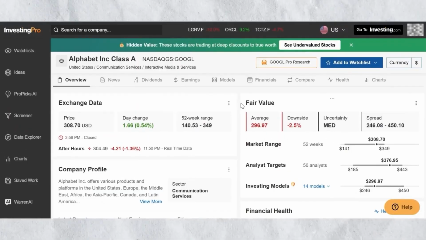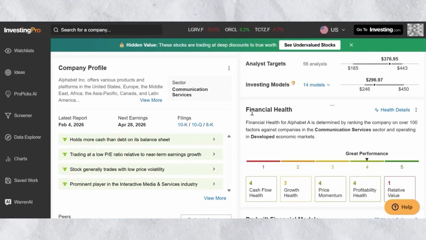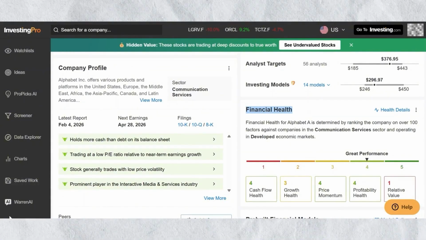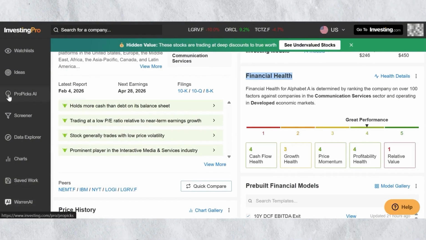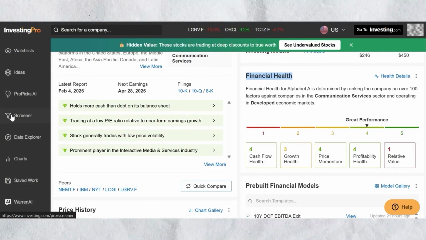The Pro Plan is designed for the investor who wants all the essential tools: fair value, financial health, Warren AI, Pro Picks, the screener with popular filters, and data from over 70 markets around the world.